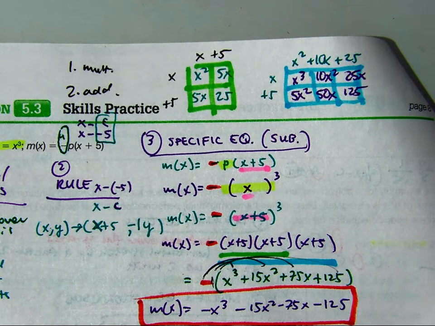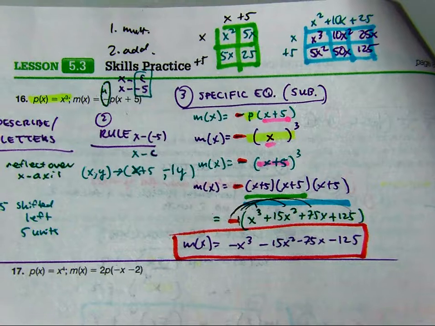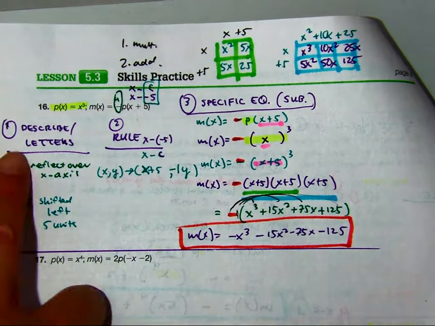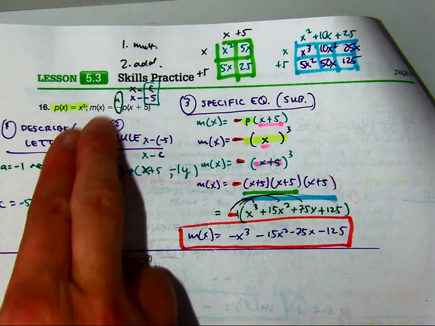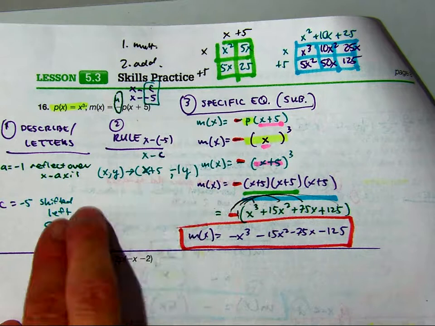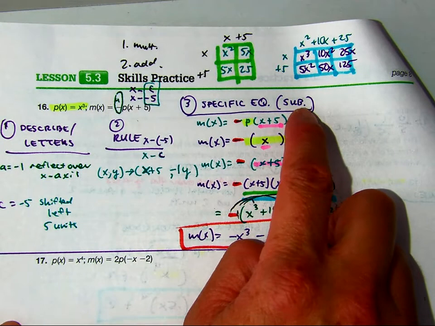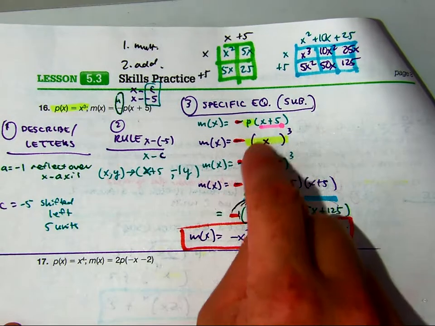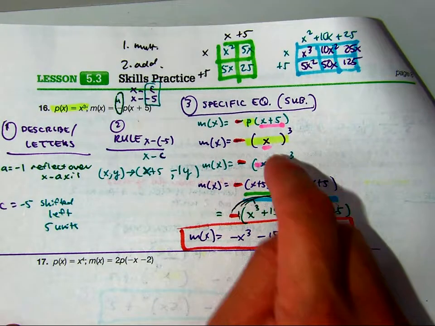So let's summarize what we just did here. I looked at my 2 functions, and I'm describing what's happening with letters and then words. I created a rule based on my A and C in this problem. Specific equation, you're going to do a substitution twice. Put the p of x into your m of x, and then your x value is going to be x plus 5, and then you're going to have to simplify.